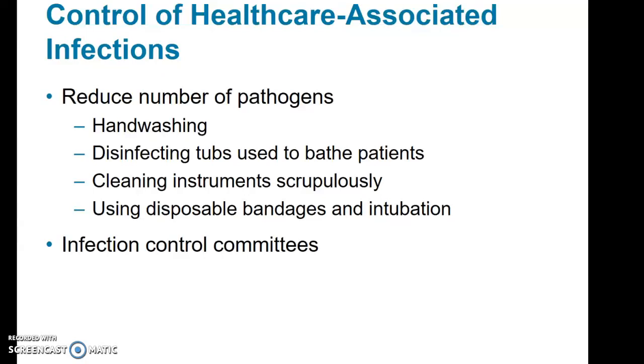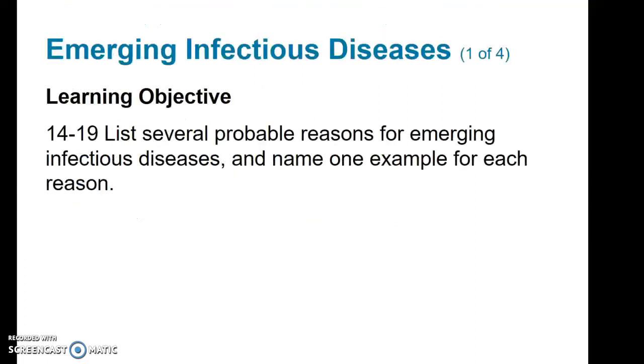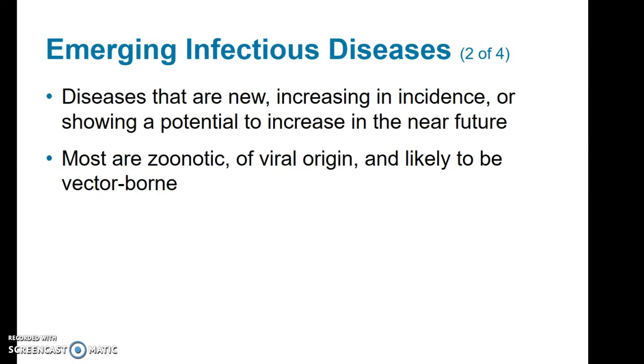And then for a lot of healthcare organizations, they have infection control committees that come up with procedures to ensure that these types of infections are minimized in their healthcare facilities. So, emerging infectious diseases are diseases that are either new or for some reason are increasing in incidence or show the potential to increase in incidence sometime soon. Most of them are zoonoses, most of them are viruses, and most of them are vector-borne.